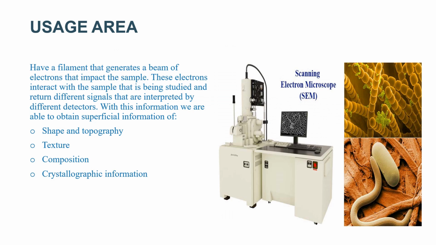Now, where is SEM used? It is useful in fields that need to see really fine details. Some common uses include shape and topography. It shows the 3D shape of the surfaces. Texture, we can see how rough or smooth something is. Composition, it helps identify the elements present in the sample. Crystallography, for materials like metals, it can show the arrangement of atoms. This makes SEM important in material science, biology, chemistry, and electronics as well.